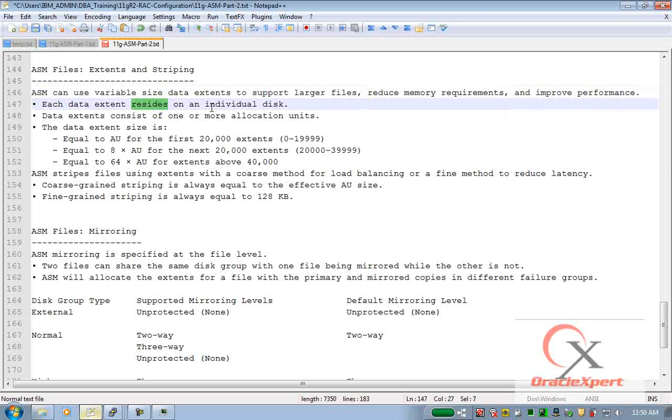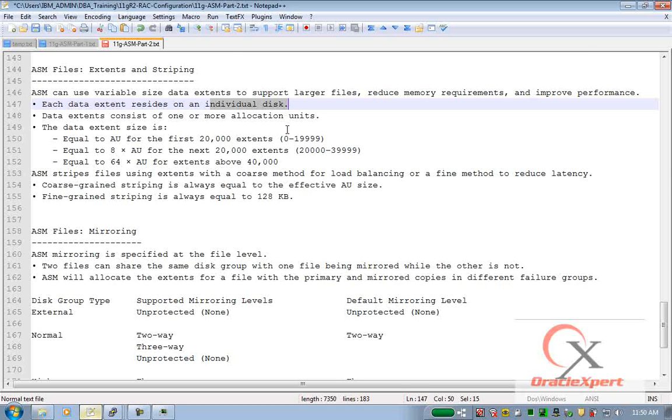Each data extent resides on an individual disk within a disk group. Data extent consists of one or more AUs, allocation units. A data extent size is equal to AU for first 20,000 extents. So if my file is large, what will be the size of a data extent? Exactly equal to the size of an AU. So if AU is 1 MB, my data extent size is also 1 MB. So first 20,000 pieces are decided using the AU size.